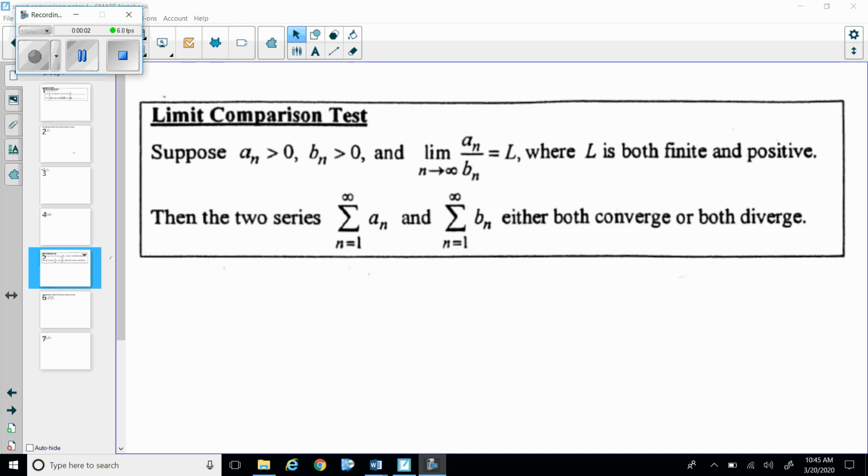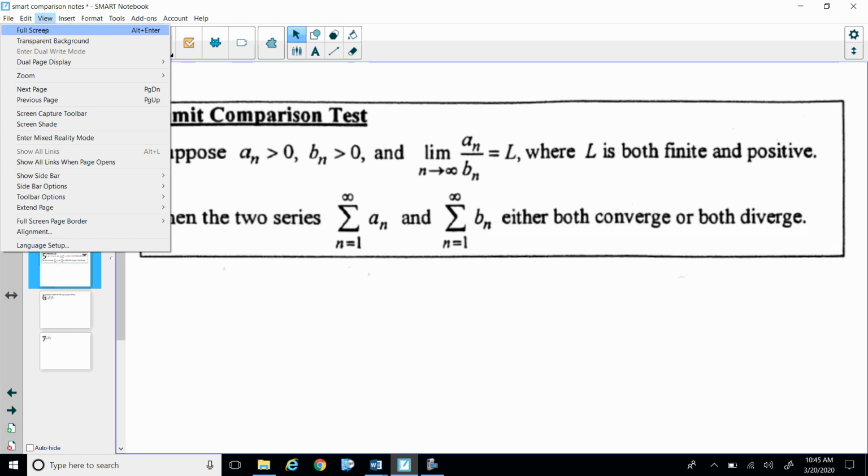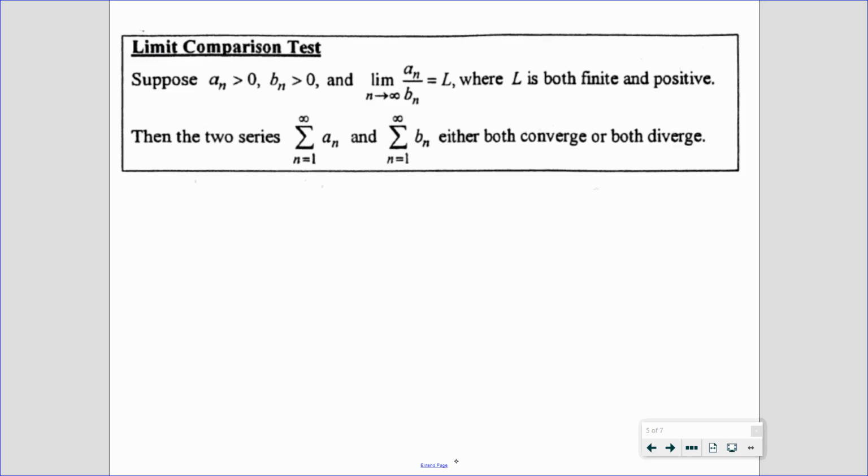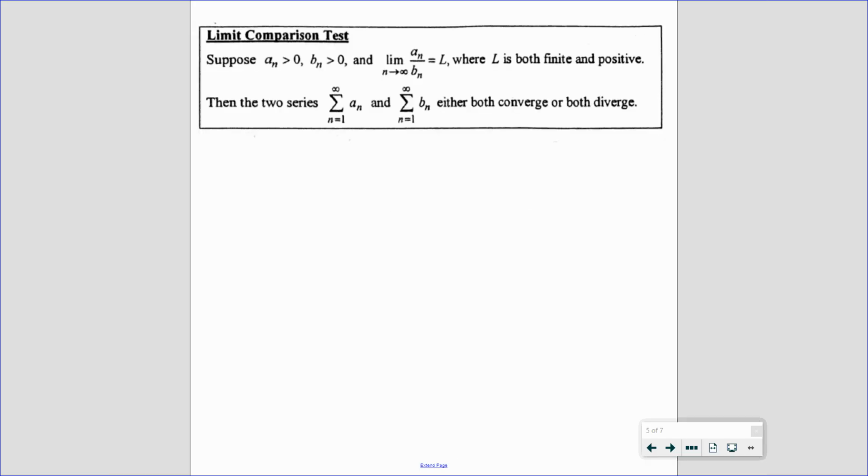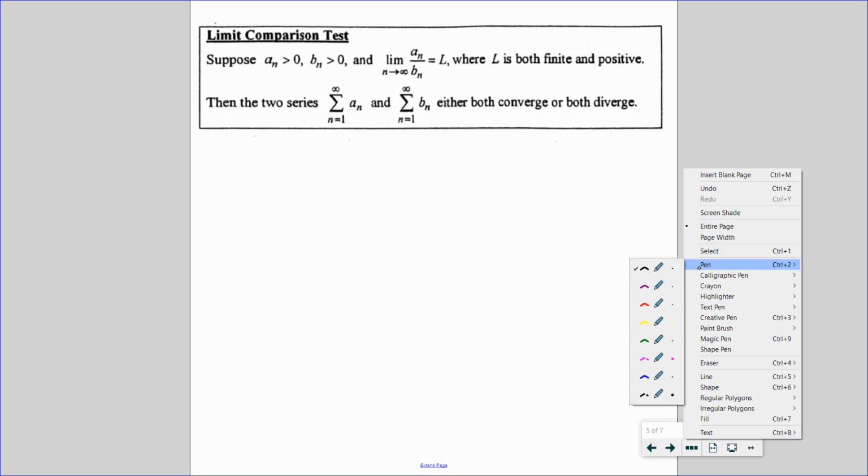In the last video, we looked at direct comparison. In this video, we're going to take a look at what we call limit comparison. And just like direct comparison, this is actually a pretty easy test to use. You could almost do this in your head again.